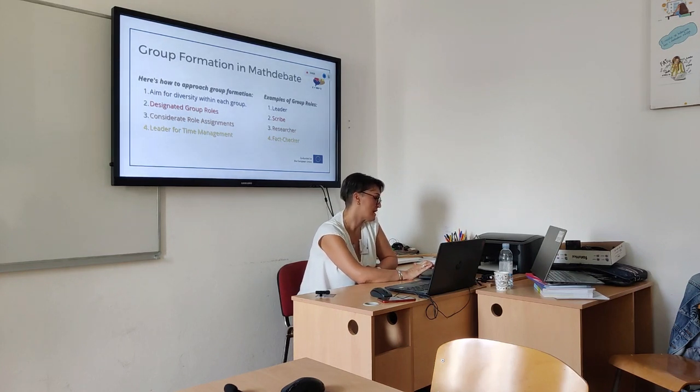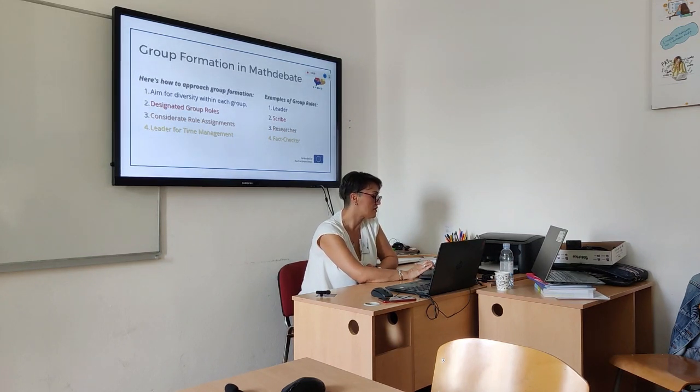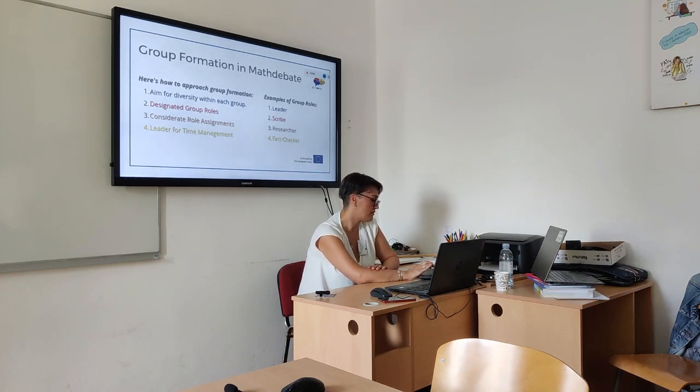to speak. Scribe takes notes during the debate, including key arguments and evidence presented by both sides. This helps in summarizing the debate. Researcher conducts in-depth research on the debate topic, gathering supporting evidence and examples to strengthen the group's arguments. Fact checker ensures the accuracy of information presented by the group and identifies any factual errors or inconsistencies.